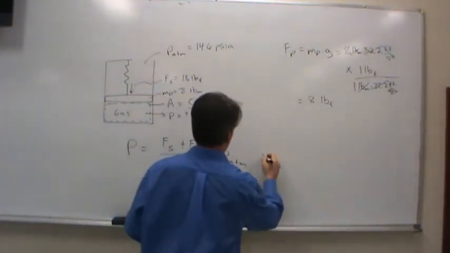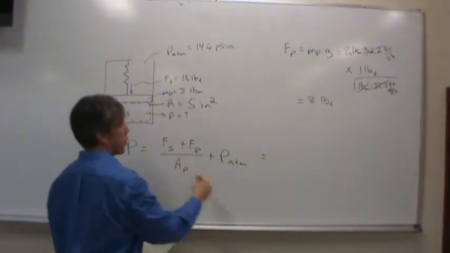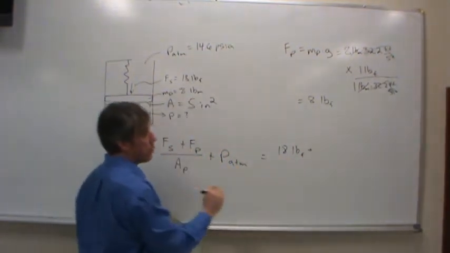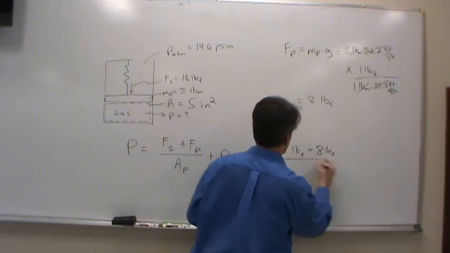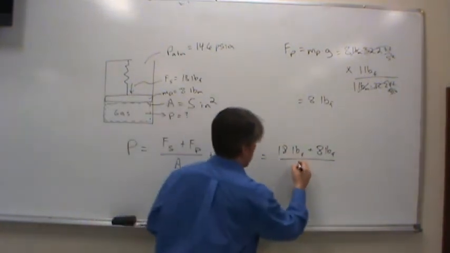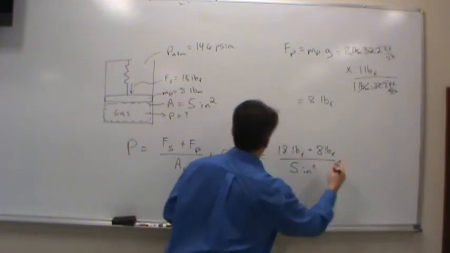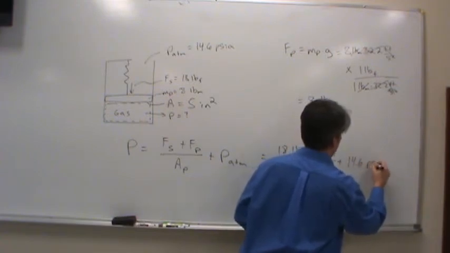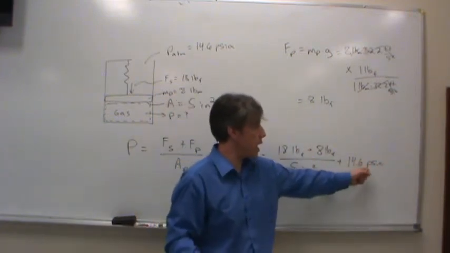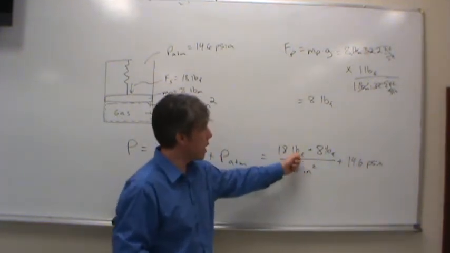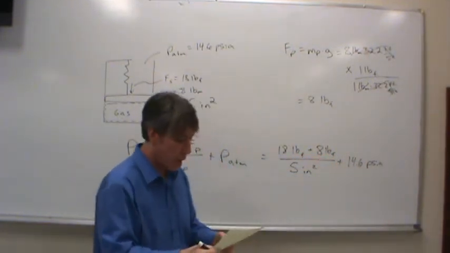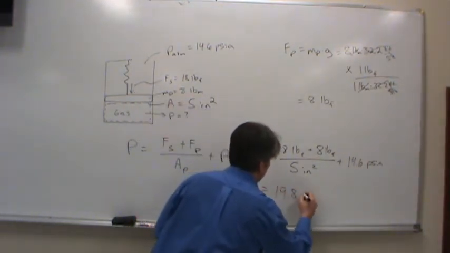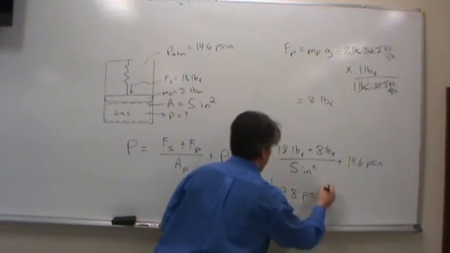So now we can plug in numbers into our equation. The force from the spring we know is 18 pounds force. The force from the piston is 8 pounds force. The cross-sectional area of the piston is 5 square inches, and the atmospheric pressure is 14.6 PSIA. Now, PSIA is pounds force per square inch. I've already got pounds force per square inch here, so the units are consistent. That allows me to just plug the numbers in my calculator and come up with 19.8 PSIA. So there's the pressure on the gas.